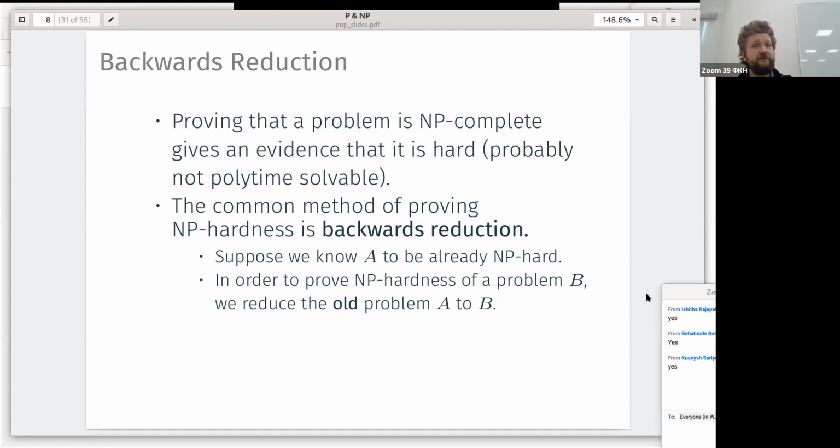But here you have to use the backwards reduction. So we suppose that the problem is hard. And if we reduce that problem to our problem, what will we see?